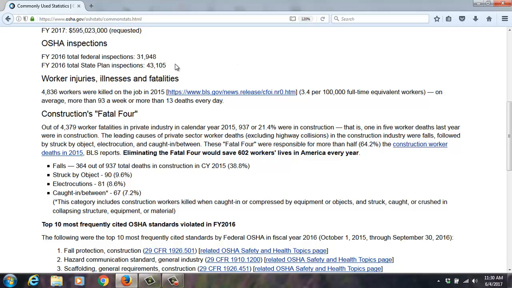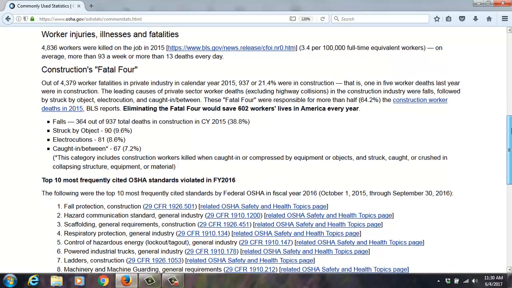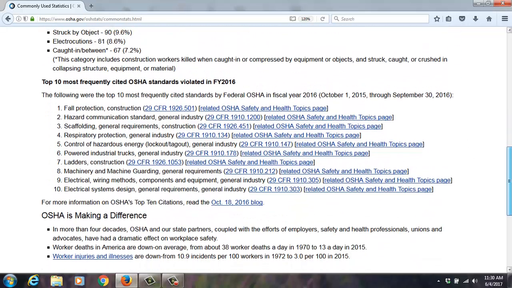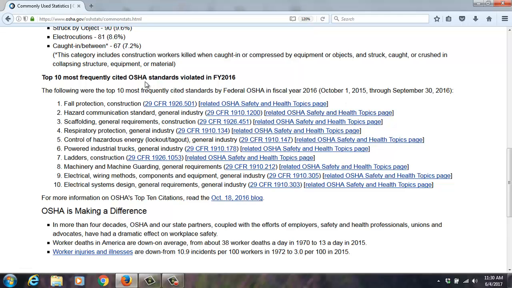Looks like state has more, but I'm going to show you something here in a second when we get to the high violators. There's a little information about the number of deaths in the workplace. It did pop up previous year, the construction fatal four, but that does not include highway or vehicular accidents. The 10 most frequently cited standards. This is always interesting.